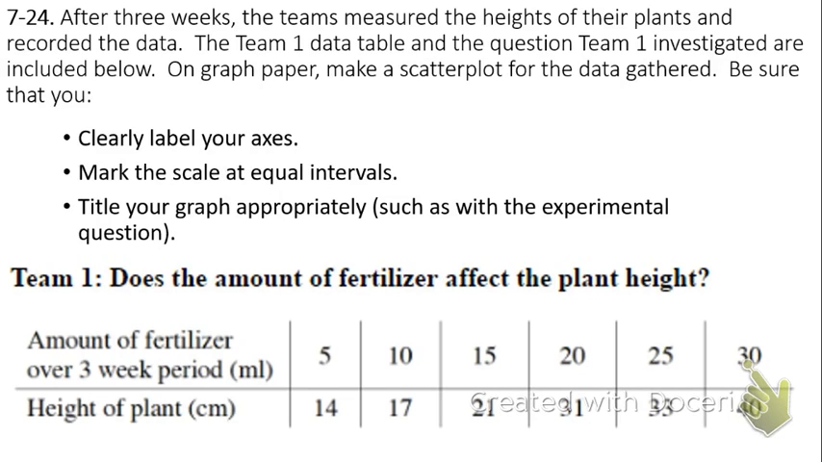So what we're going to do, and what you should do, is every single table should get one piece of graph paper that you're all going to work on. On this one piece of graph paper that your entire table is doing together, you should clearly label your axes, mark the scale at equal intervals, and title your graph appropriately, such as with the experimental question. So I want you to make a graph of the data below. Make sure to pause the video now and create this graph as a table.